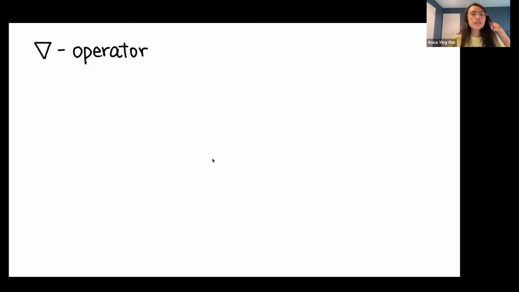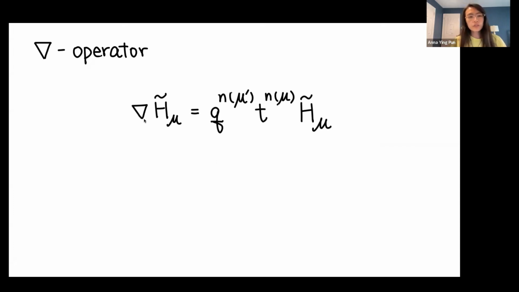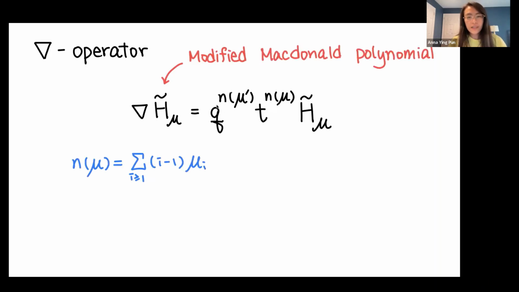Another interesting thing is called a Nabla operator, which is the very essential element in talking about the Loehr-Warrington conjecture. So what is a Nabla operator? A Nabla operator is just an eigenfunction: you apply it to the modified Macdonald polynomial, and then you get back a modified Macdonald polynomial with some Q and T powers. So the modified Macdonald polynomial is like an eigenvector, and these Q and T powers are eigenvalues because they are constants in our ground field, right? These exponents N are just some statistics. To calculate it is actually very easy.